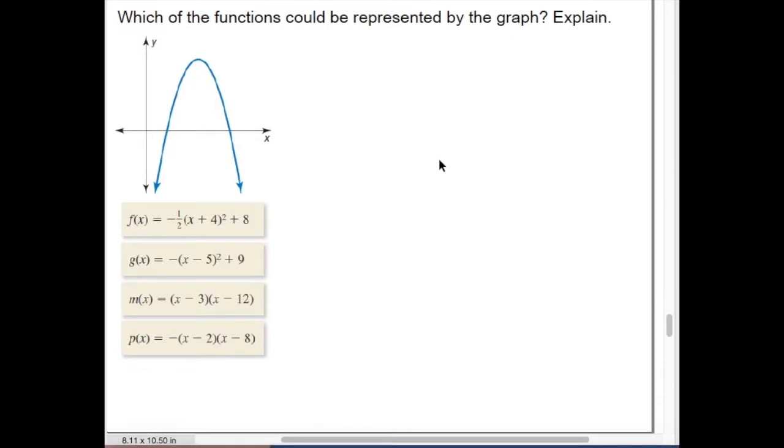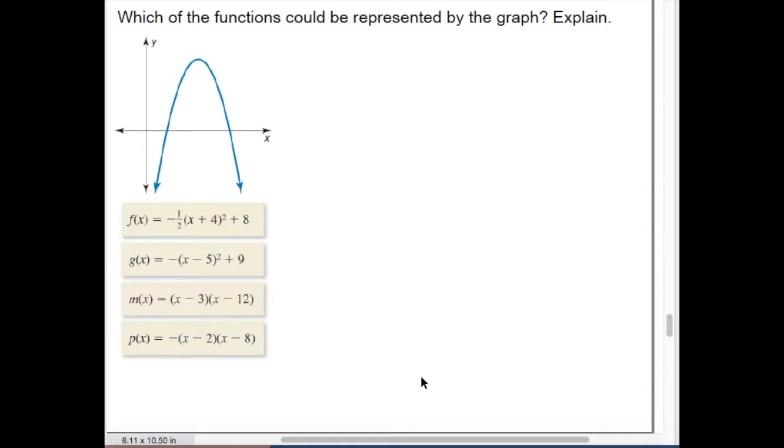First question asks which of the functions could be represented by the graph? Explain. So you do not know the scale of either axis. To eliminate functions among the given choices here, consider the characteristics of the graph and the information provided by the form of each function. The graph appears to be a parabola that opens down, which means the function has a maximum value.